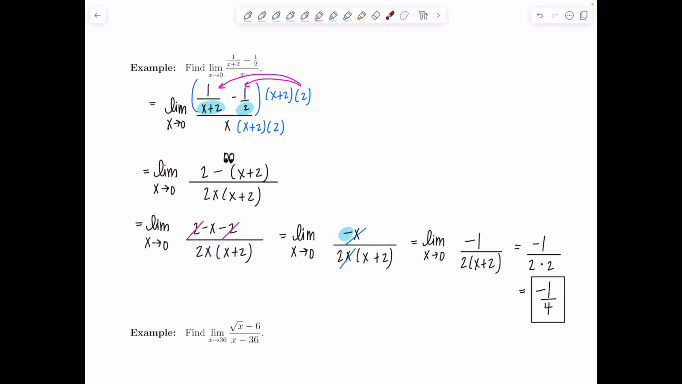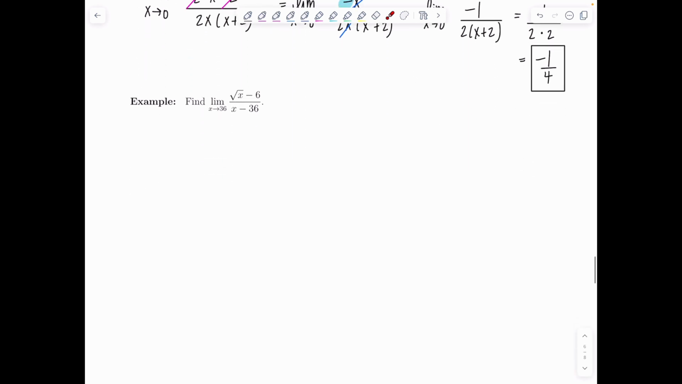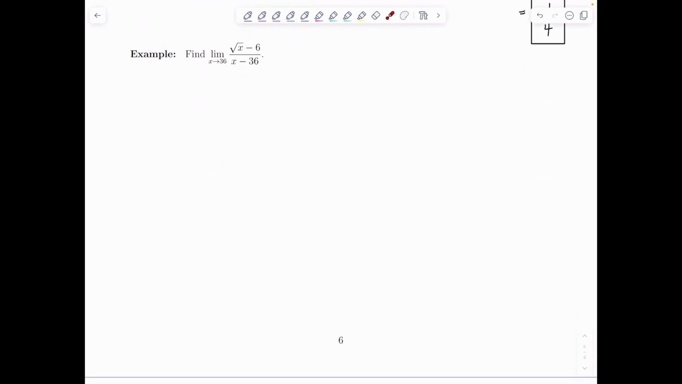Good. One more example. We have the limit as x approaches 36 of rad x minus 6 over x minus 36. So if you try to just plug in 36, can you see how you get 0 over 0? I know, so problematic. So one technique that we often use when you see radicals is we multiply by the conjugate, top and bottom. The conjugate of rad x minus 6 is rad x plus 6. I got too excited. Cat's out of the bag.